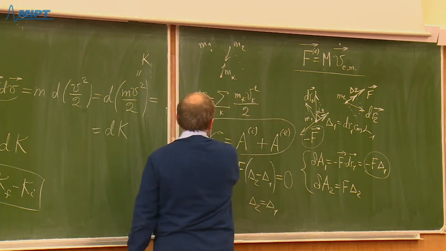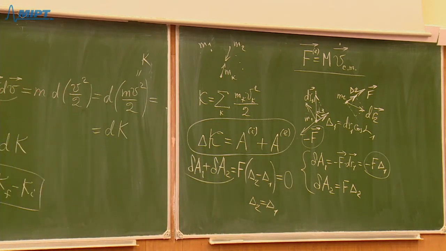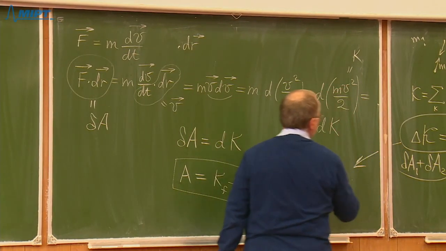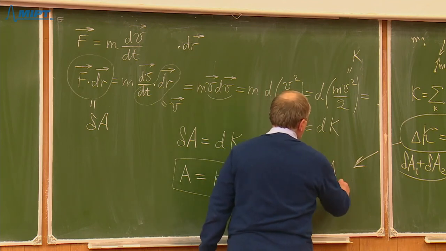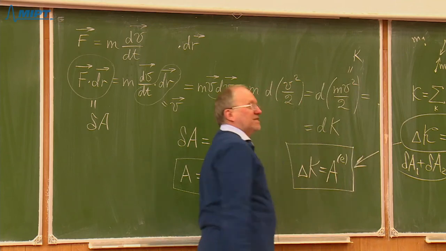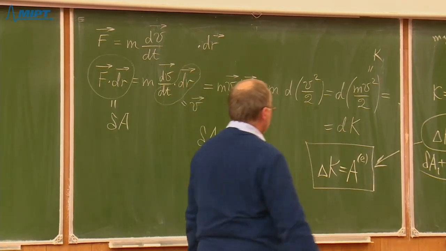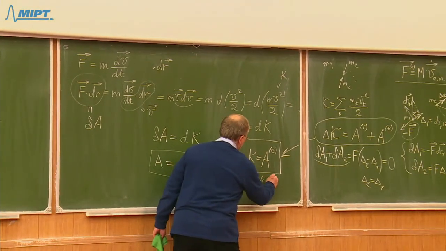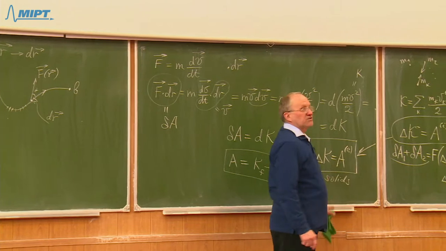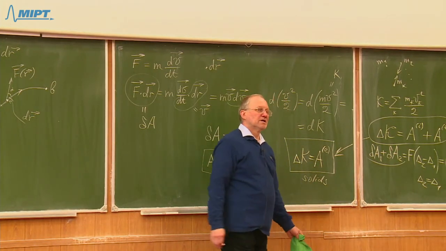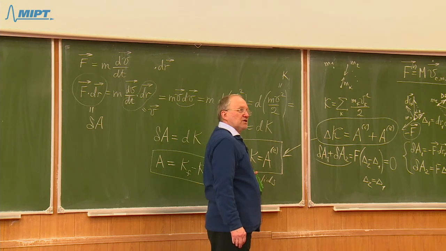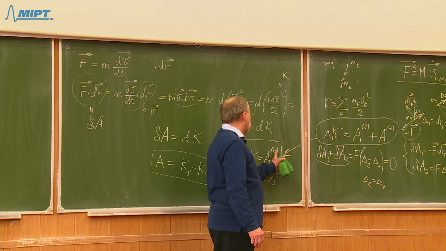So this general formula for the change of kinetic energy of a system of material particles will be reduced to something more simple. The change of kinetic energy will be equal to the work of external forces only if we consider the motion of a solid body. So if we have a solid body moving in any way, then the change of kinetic energy of this solid body will be defined by the action of external forces only.